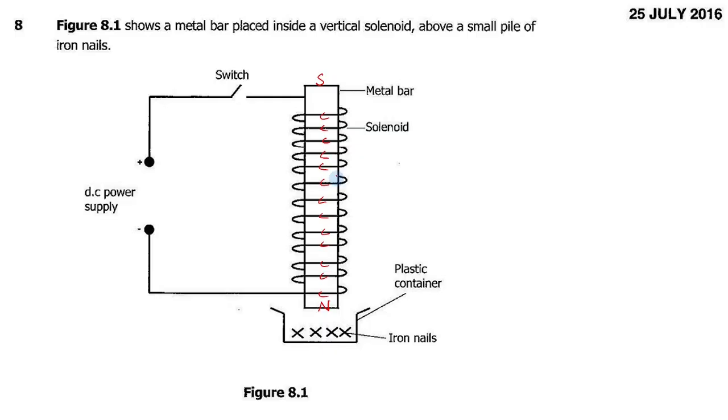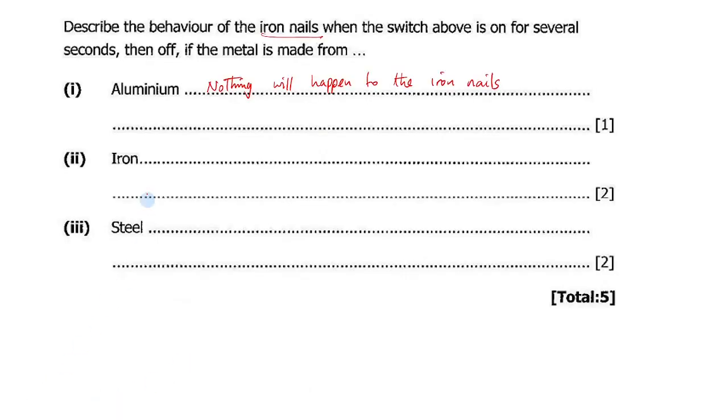So meaning it will not become a magnet, and because of that, nothing will happen to these. So continue just listening, you understand. So here, to iron, what will happen if the metal is made of iron? Describe the behavior of the iron nails when the switch above is on for several seconds, then off, if the metal is made from iron.